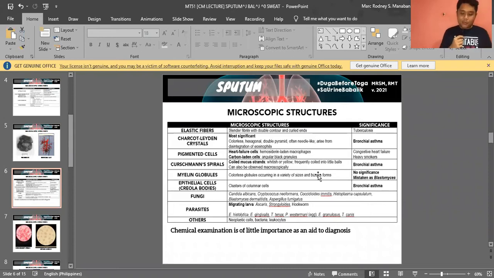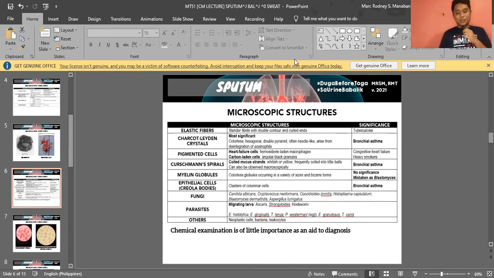Of course, fungi. Epithelial cells also include Creola bodies, clusters of columnar cells, seen in bronchial asthma. We will summarize this later. Fungi, especially the systemic mycotic pathogens, start from inhalation, so they are acquired in the lungs. You have Histoplasma, Paracoccidioides, Coccidioides, Cryptococcus, Blastomyces.